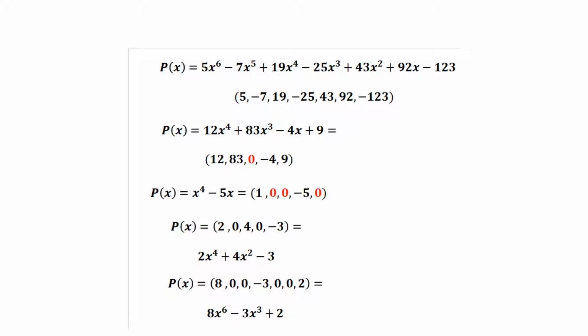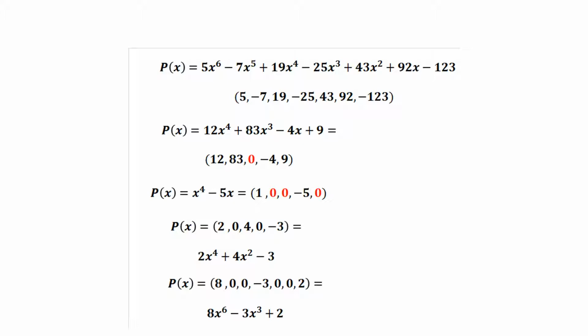And the reason we're going to do this is so that we can learn how to add, subtract, multiply, and divide polynomials using tuples, which will be much simpler than carrying the x's around. Now, let's look at the tuple. We have an x to the 6th, x to the 5th, x to the 4th, x cubed, x squared, x to the 1st, but people just write x. And we're not going to say x to the 0, because if we plugged in 0 for x, you can't do 0 to the 0. So we just say that's the number term by itself. And so we just record the coefficients of the powers of x and the number, negative 123. So we've got 5, negative 7, 19, negative 25, 43, 92, and negative 123.